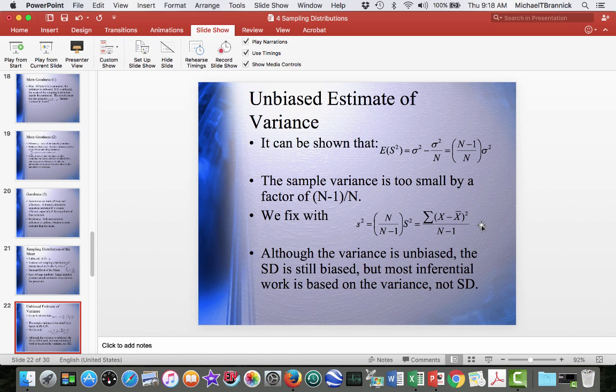be right on average. So it turns out that the variance is unbiased, but the standard deviation is still biased. Most of our inferences are based on the variance, not the standard deviation. So for statistical tests, we're happy about the variance because we can make an estimator that is unbiased.